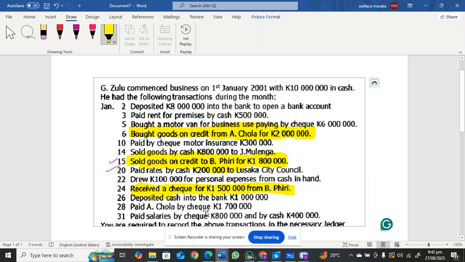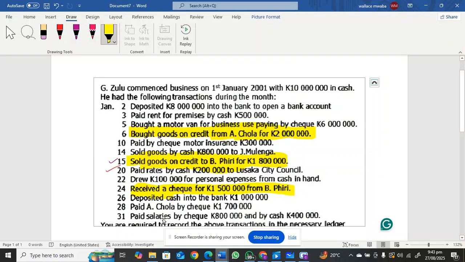Colleagues, please get the correct journal entries, because when we start posting to the ledgers and when we go to the trial balance, if the trial balance doesn't balance, then it means somewhere you went wrong. Maybe you did a wrong journal entry, or maybe you posted wrongly onto the ledgers. So make sure. Here we're debiting Chola and we're crediting bank. Chola is a trade payable, reduction in a liability, debit. Bank is an asset, reduction in an asset, credit.